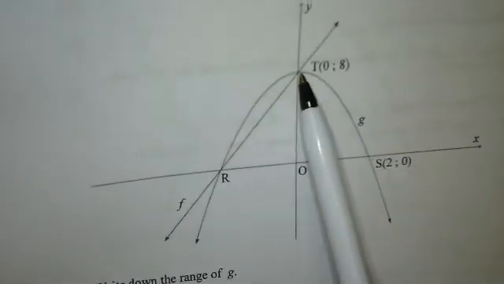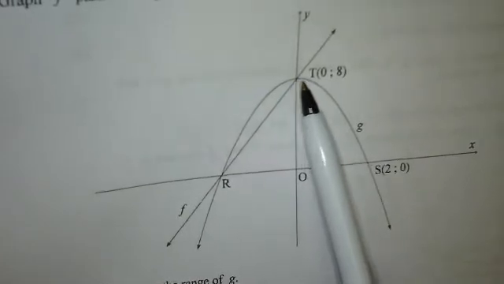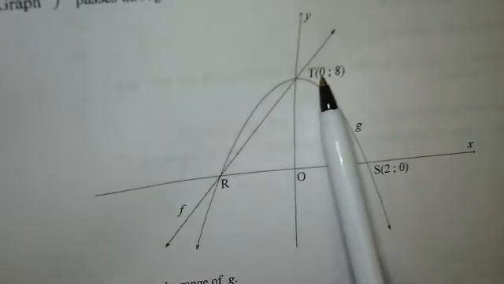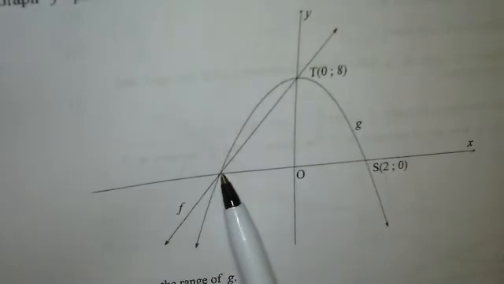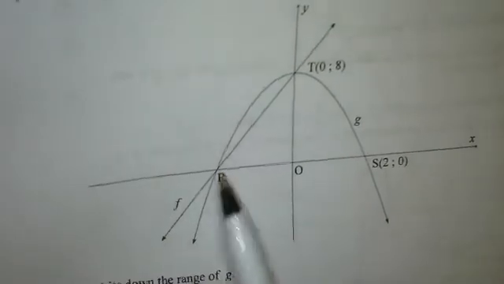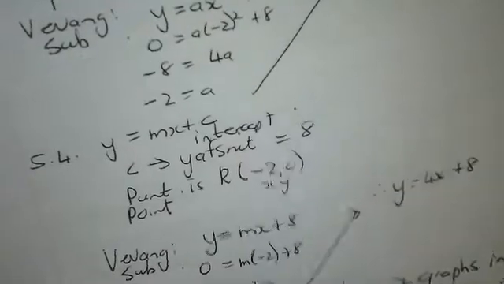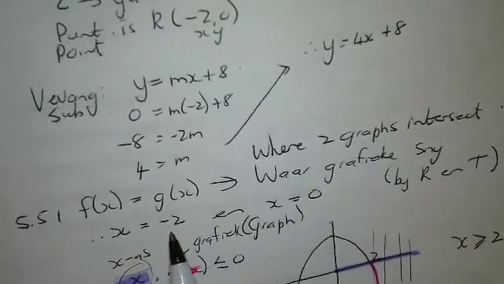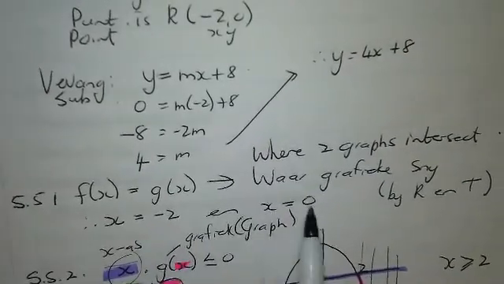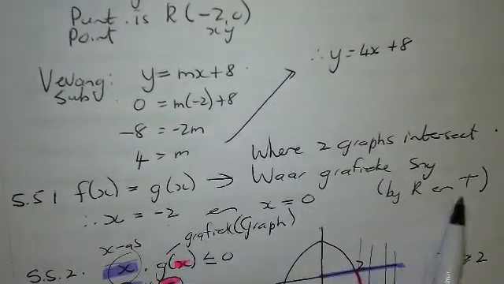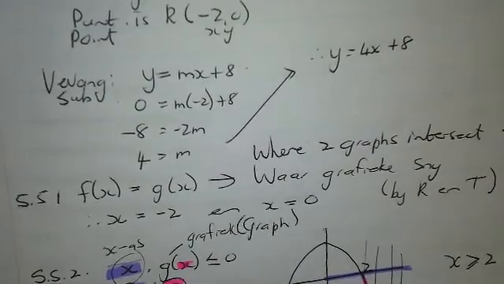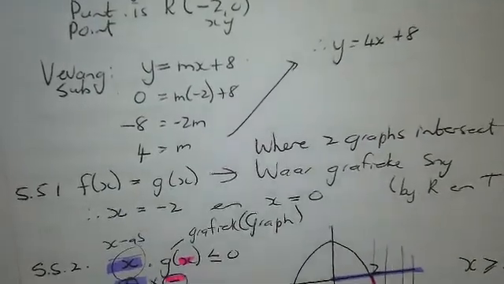So if I calculate the x values, that means that's the point of intersection. What is my x value? 0. What is my x value at R? We've calculated as -2. So you'll write your answer like this: x is equal to -2 and x is equal to 0. That's my points R and T. No coordinates, they only ask you for the x values.